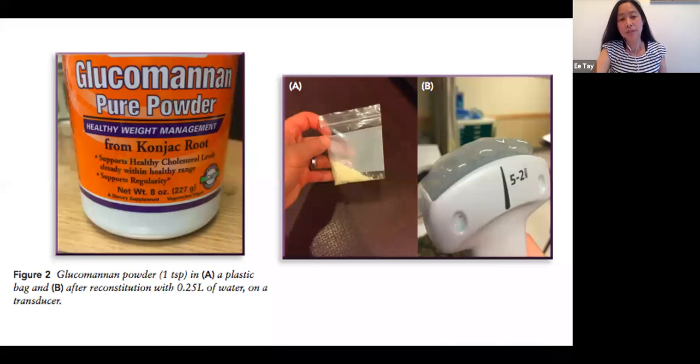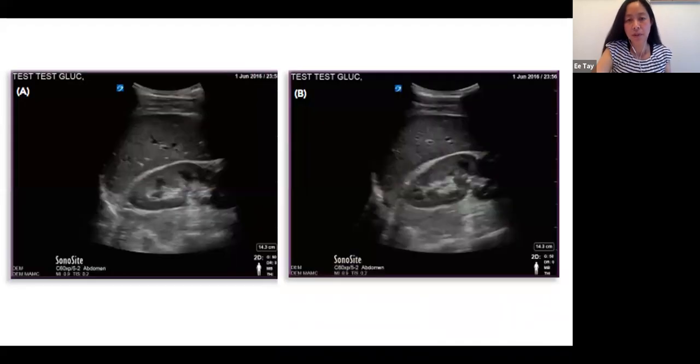So some of the options that you can use, this is from the konjac root, a glucosamine pure powder that you can just add water to, and then it'll become your ultrasound gel. But the powder itself is not exactly the cheapest either. But the image that you can create actually looks great. It looks like you're just using the regular Aquasonic gel that we normally use, and the image looks pretty good.